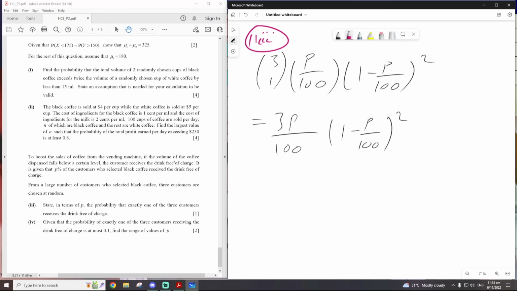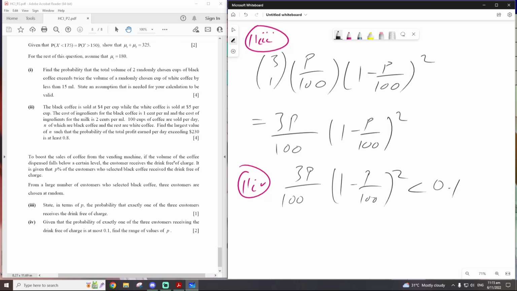And then finally, the last part. Given that the probability of exactly one of the 3 customers receiving the drink free of charge is at most 0.1, find the range of values of P. So we are solving 3P over 100, 1 minus P over 100, square less than or equals to 0.1. At most 0.1, less than or equals to.